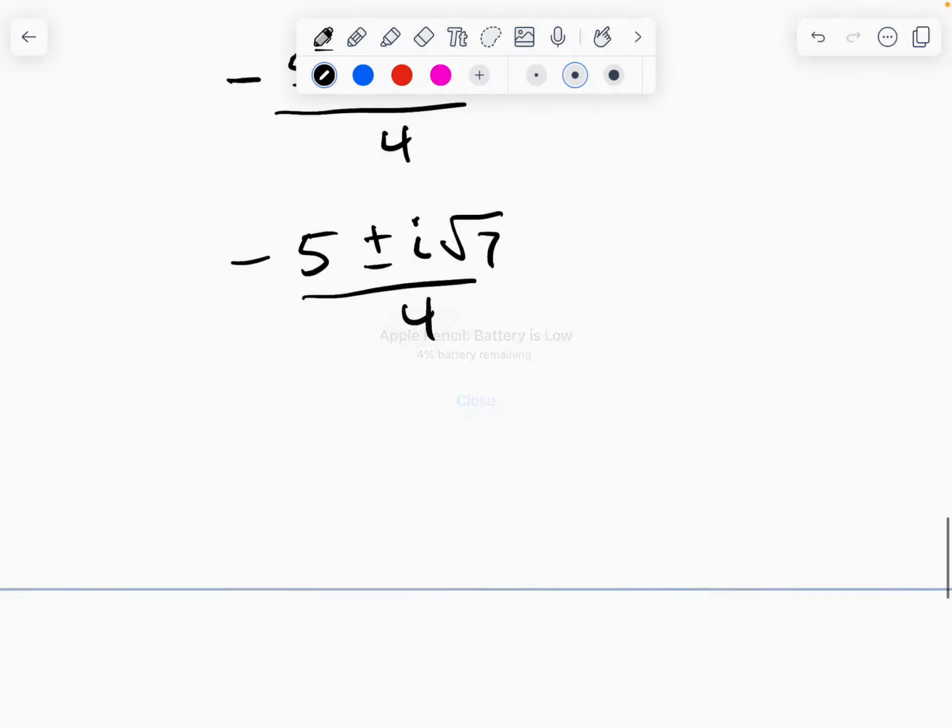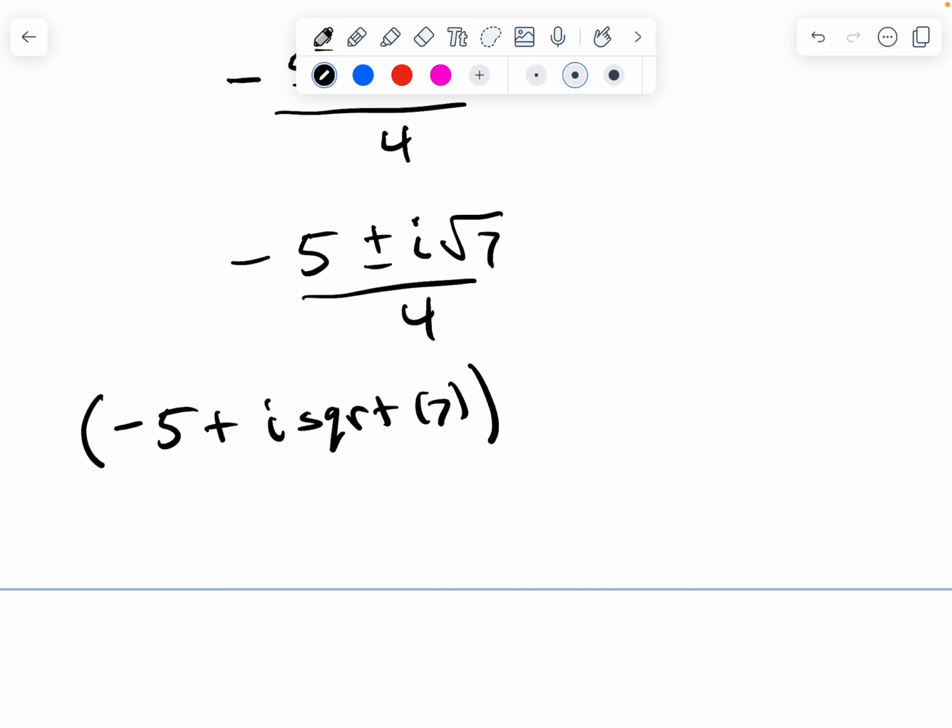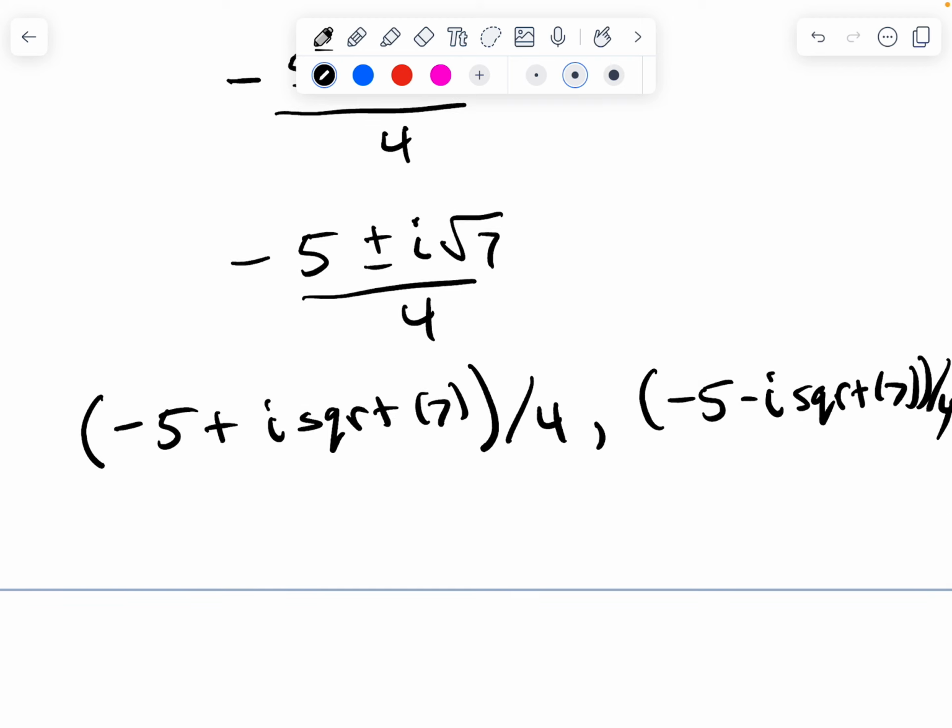Now, it might be a little bit frustrating typing this in, so the way to type this in is this. You're going to type in something like negative 5 plus i square root of 7 over 4. And then your other solution is negative 5 minus i square root of 7 over 4. And that's a little bit tricky to type in, but give it some practice and it should pop up right.